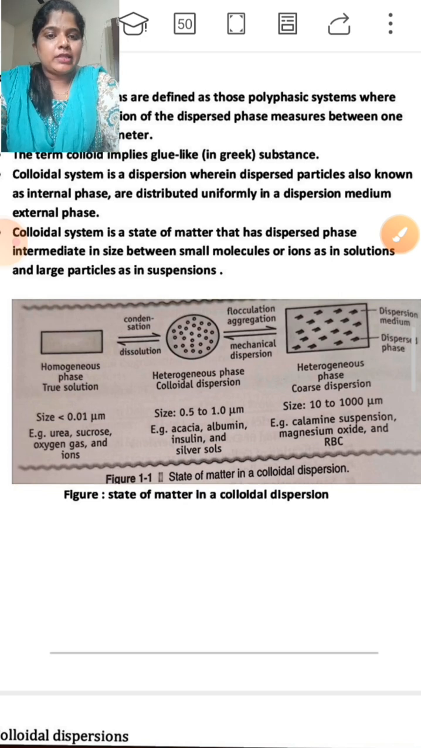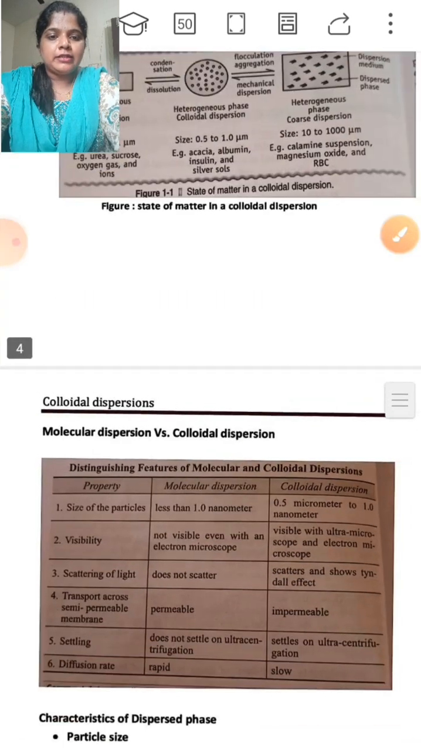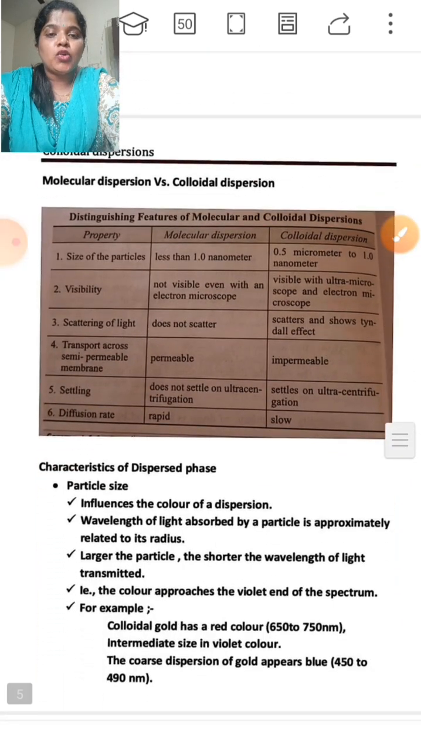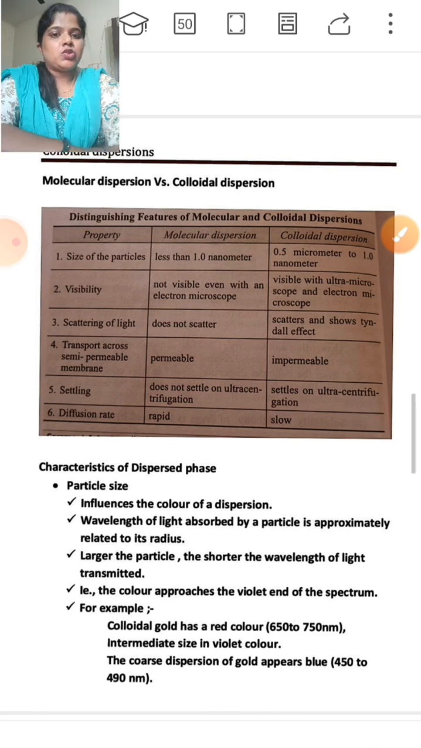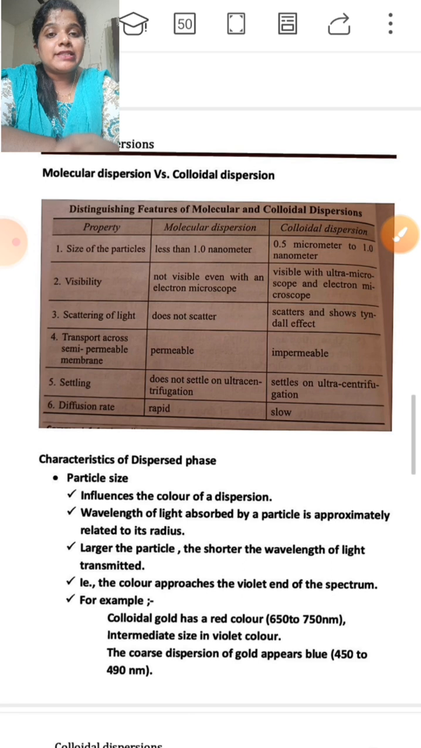Okay, this is about the state of matter discussion, and we will see the differentiation between molecular dispersion and colloidal dispersions. In the first column they gave the property, in the second column molecular dispersion, and in the third colloidal dispersions. If we consider the size of the particles, in the case of molecular dispersion it will be less than 1.0 nanometer, and in the colloidal it will be 0.5 micrometer to 1.0 nanometer.